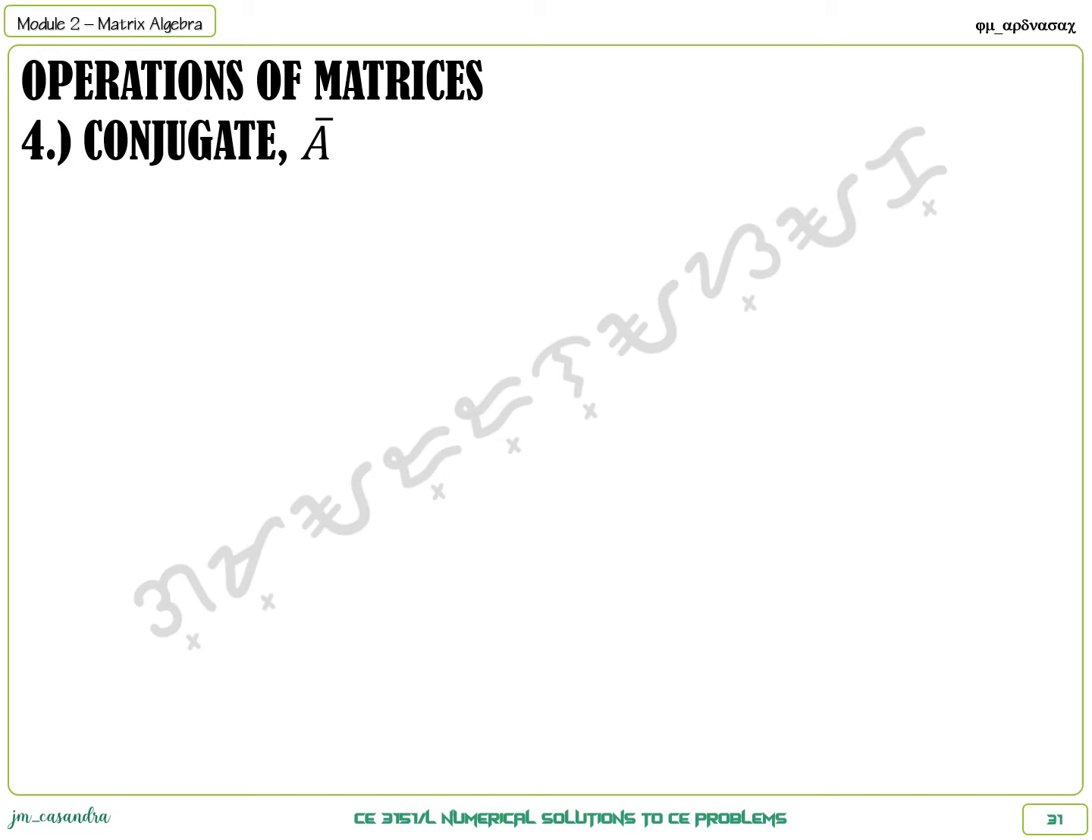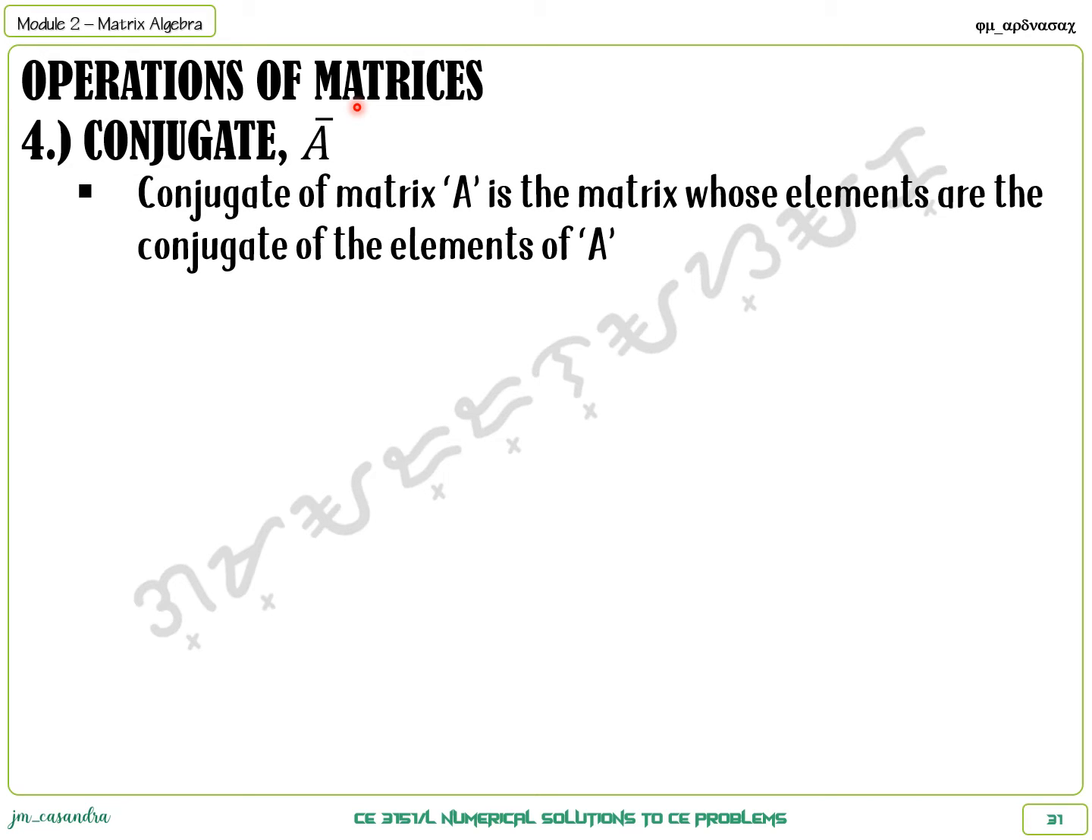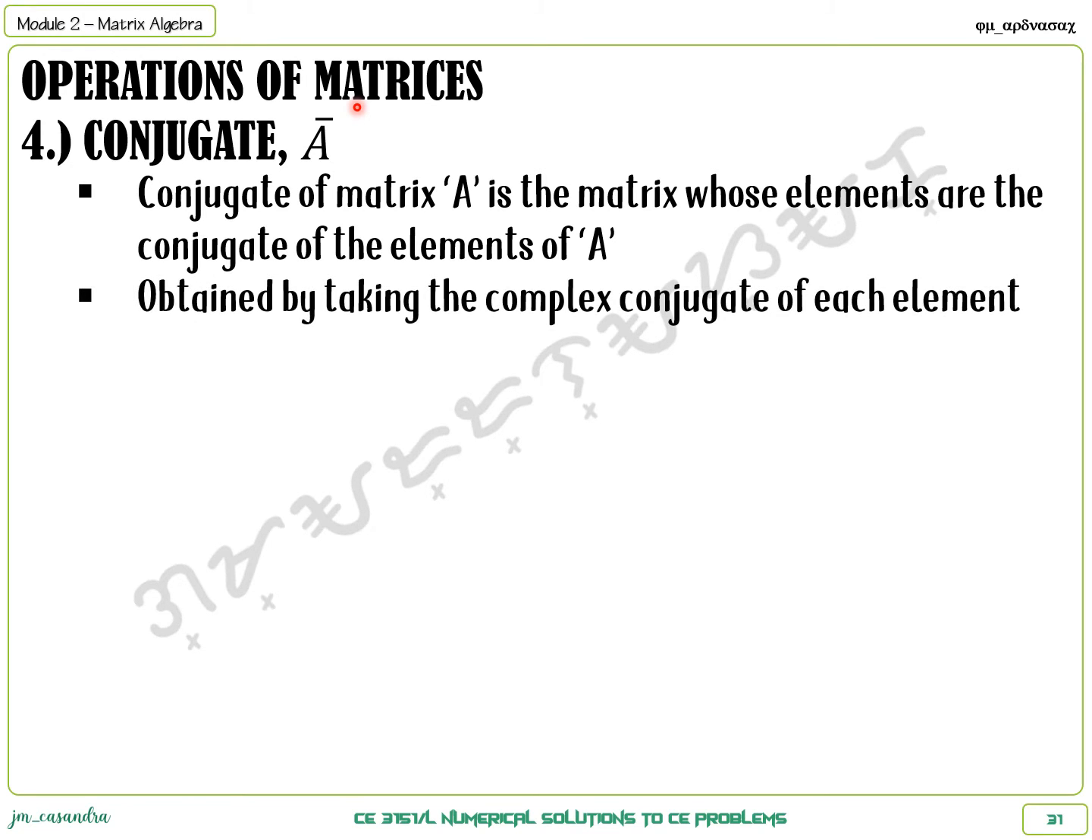Another operation that we apply on matrices is what we call the conjugate, denoted by the name of the matrix with a bar above it. The conjugate of a matrix is the matrix whose elements are the conjugates of the elements of A. What does this mean? The conjugate will only be applied to matrices having complex numbers. This is obtained by taking the complex conjugate of each element in that matrix by simply changing the sign of the complex value.